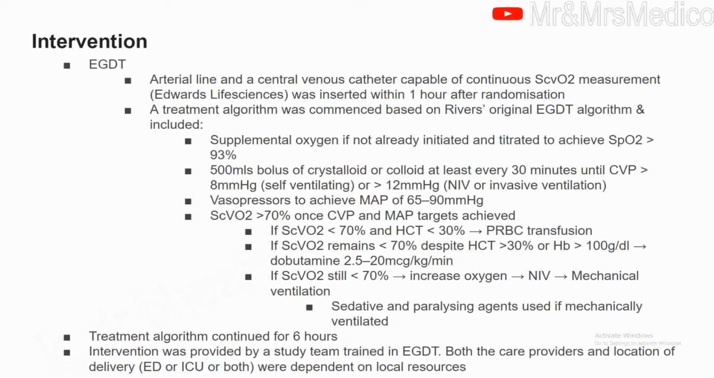ScvO2 more than 70 once the CVP and MAP targets were achieved. If ScvO2 less than 70 and hematocrit less than 30, PRBC transfusion. If ScvO2 remains less than 70 despite hematocrit more than 30 or Hb more than 100 g/dL, then dobutamine 2.5 to 20 microgram per kg per minute. If ScvO2 is still less than 70, increase the oxygen, try NIV, or if not maintained on NIV, then mechanical ventilation.